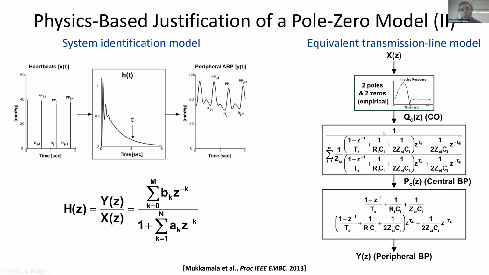And then, according to the transmission line model that I showed in the previous slide, the second and third transfer functions can also be represented as pole-zero systems. So when you take the cascade connection of all three of these transfer functions, you get a pole-zero system. In this way, the assumption of our method of a pole-zero model rather than an all-pole model is justified by the physical transmission line model.